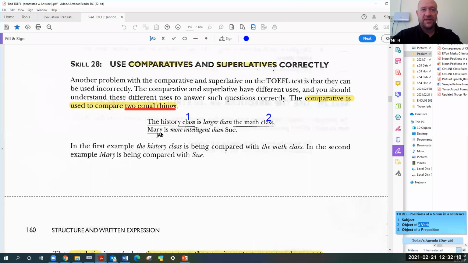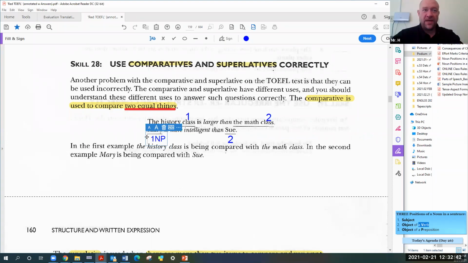Hussein, read the second one. Mary is more intelligent than Sue. What do we have here? Mary. Two what? Mary is more intelligent than Sue.